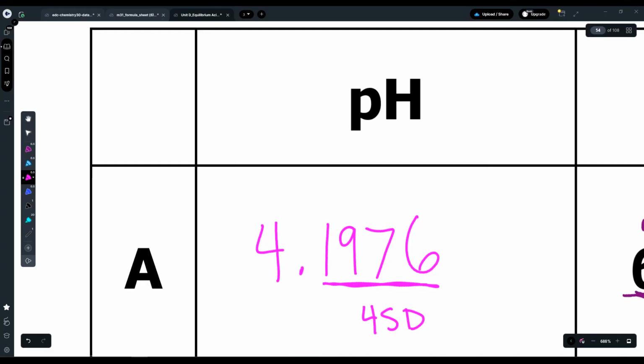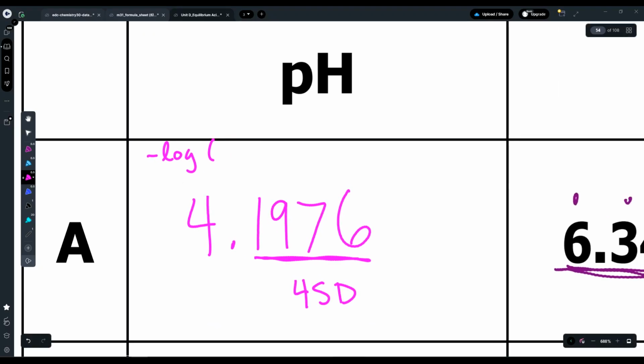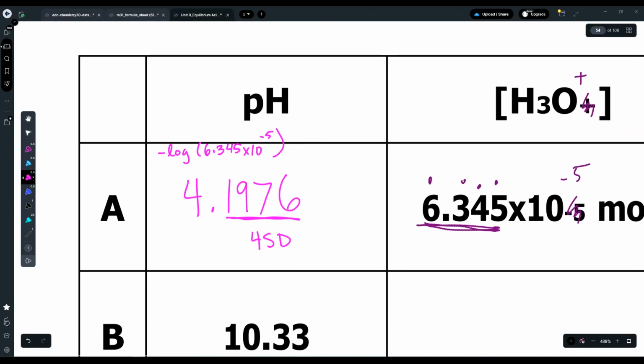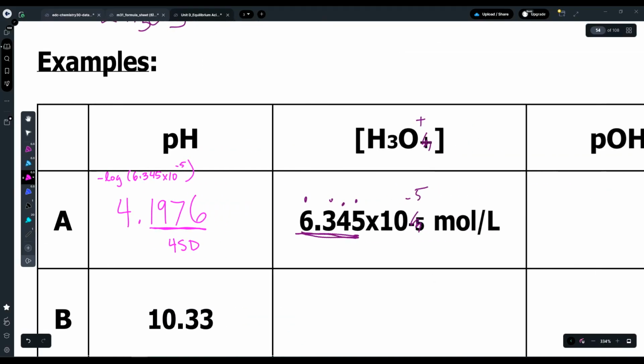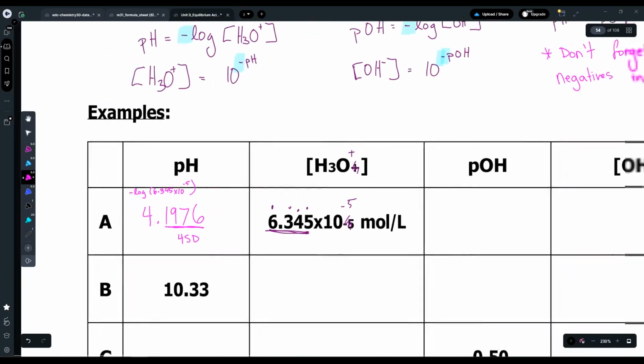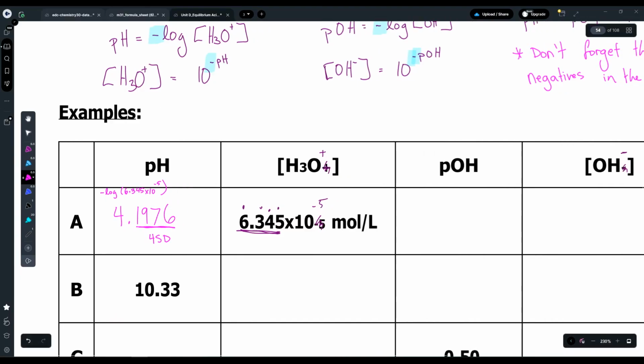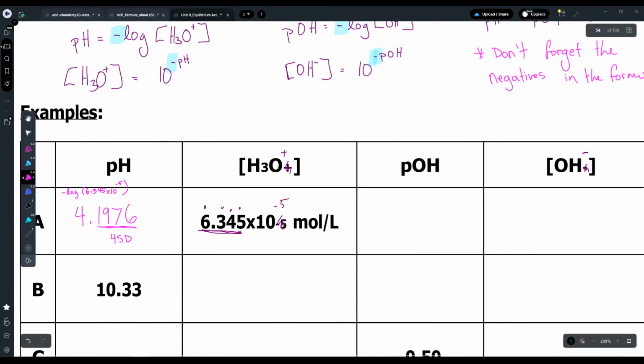Okay, so if you wanted to see my work, that would be negative log 6.345 times 10 to the power of negative 5. Okay, I had a little bit more room than I thought. Okay, but I'm only going to show my work for this first row here, but not for the other rows just because I don't have a whole lot of space.